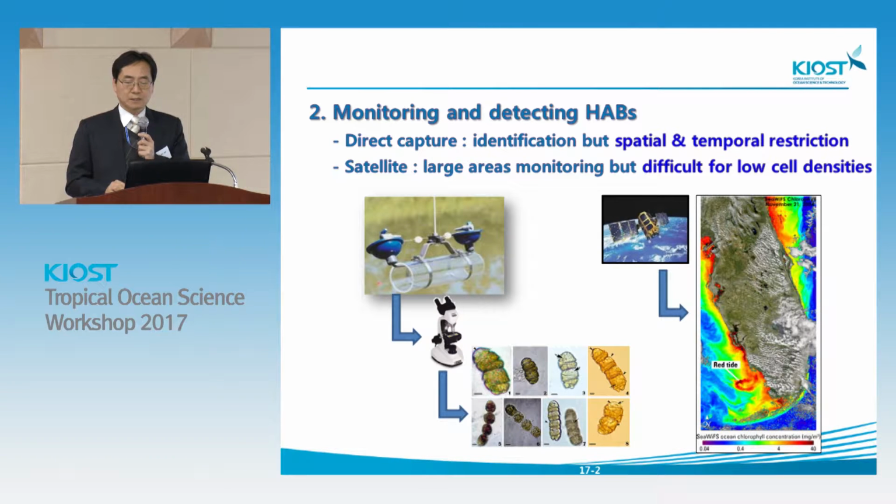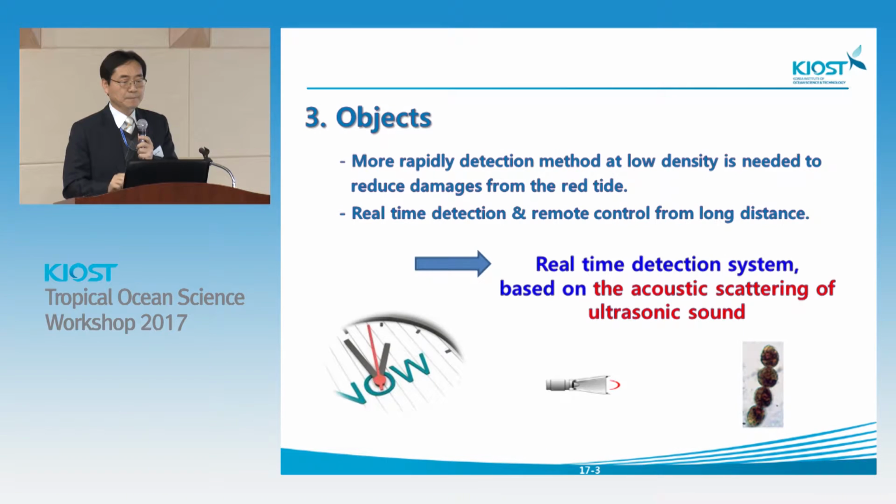you have a restriction in the time of detection. I mean, you cannot do this kind of detection during the night. Also, satellite can monitor a large area, but satellite can detect only at high density. So at low cell density, it's not easy to detect by satellite.